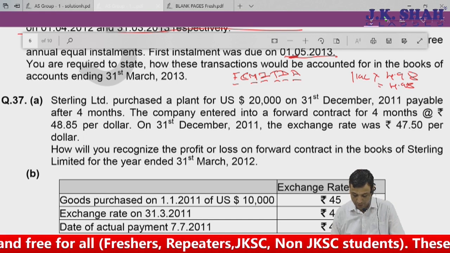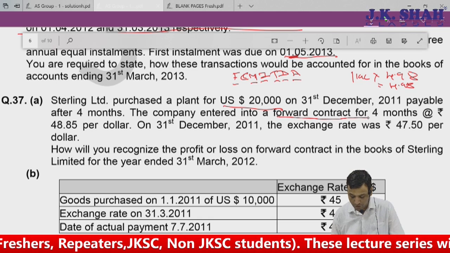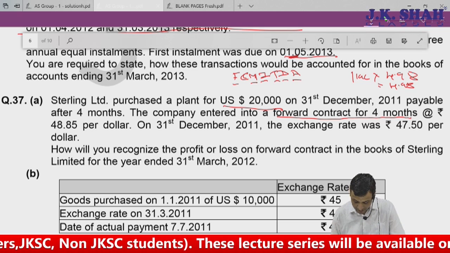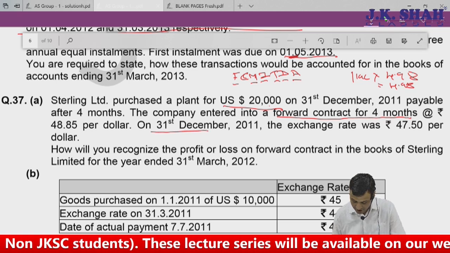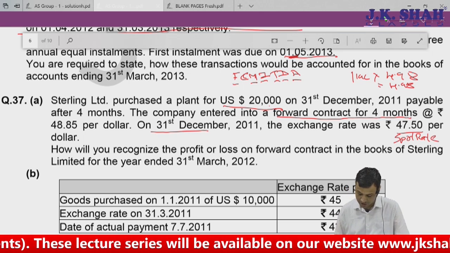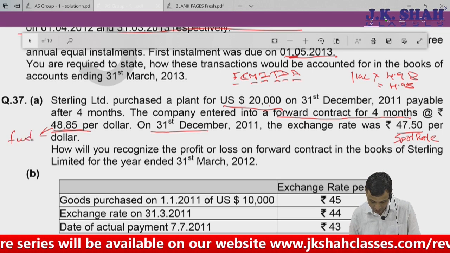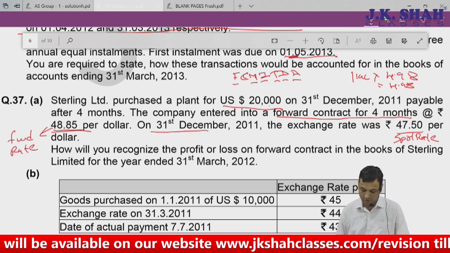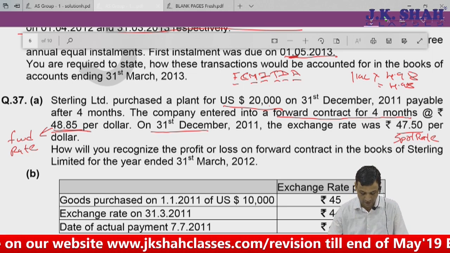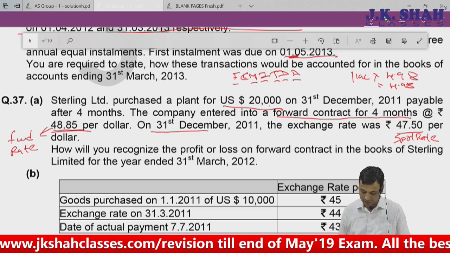Sterling Limited purchased a plant for US $20,000 on 31st December, payable after 4 months. The company entered into a forward contract for 4 months at 48.85. Now, if you look properly, you are buying the goods on 31st December when the exchange rate is 47.50. This is nothing but my spot rate, the rate available on the date of transaction. And I'm entering into a contract to buy the dollars at 48.85. Can I say this is nothing but my forward rate? So what we are going to do, the difference between the forward rate and spot rate, that is nothing but 48.85 minus 47.5. That is nothing but 1.35 into 20,000.